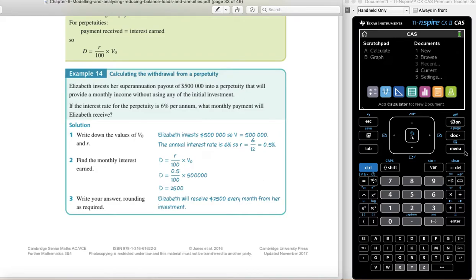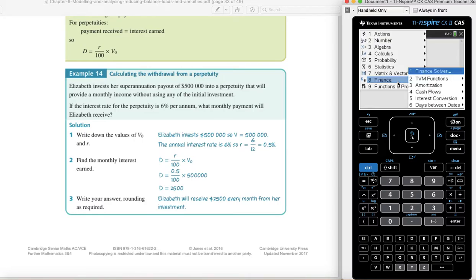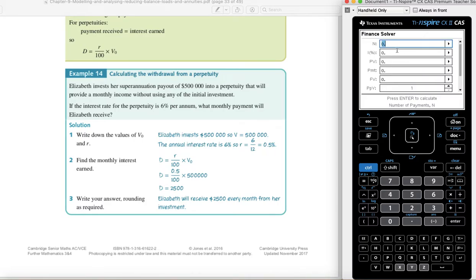Pretty straightforward. If you're a financial solver person, if you want to do it that way, I've seen students in the past do this quite easily. So for a perpetuity, N is always going to be 1 because the payment's always going to be the same. All right. The interest rate's 6, so you can just keep it 6. You don't have to convert it because down here in the payments per year, this is where we're going to put the 12. And this is what the financial solver does. It does that 6 divided by 12 for you.